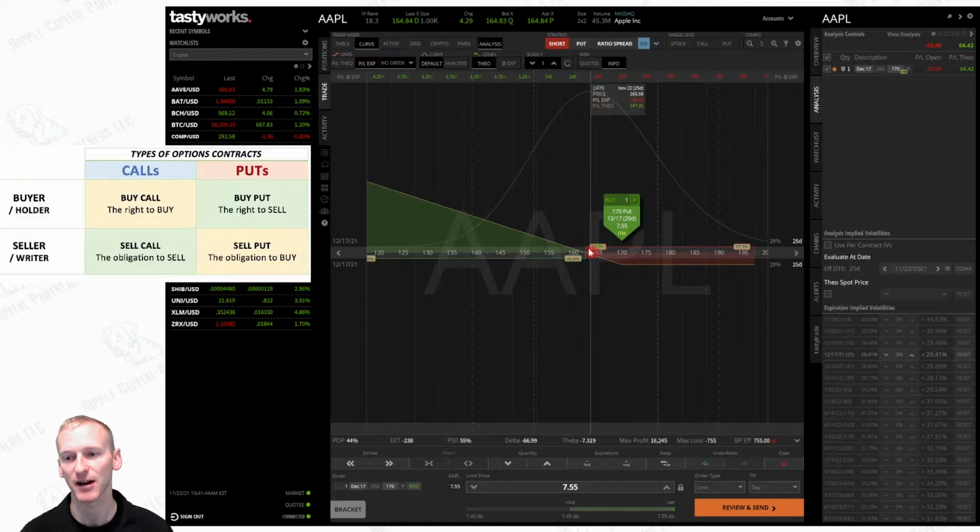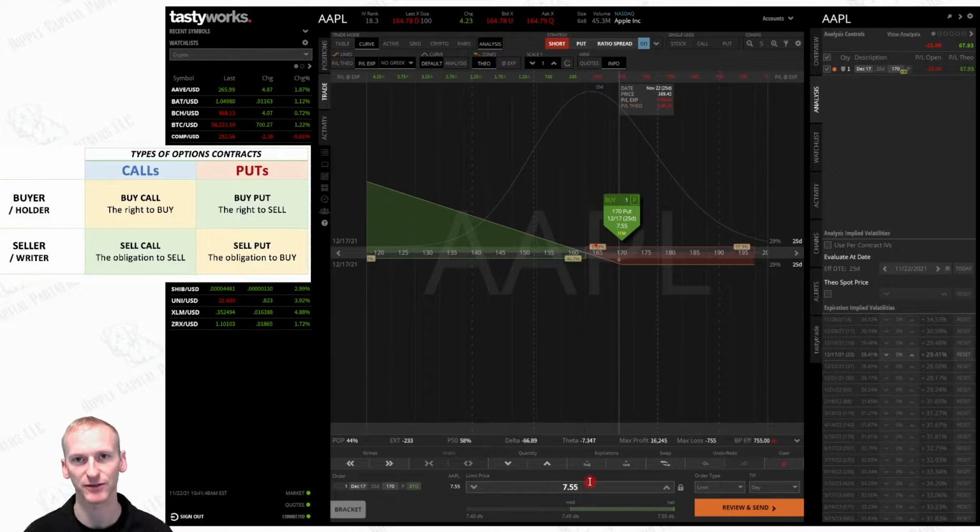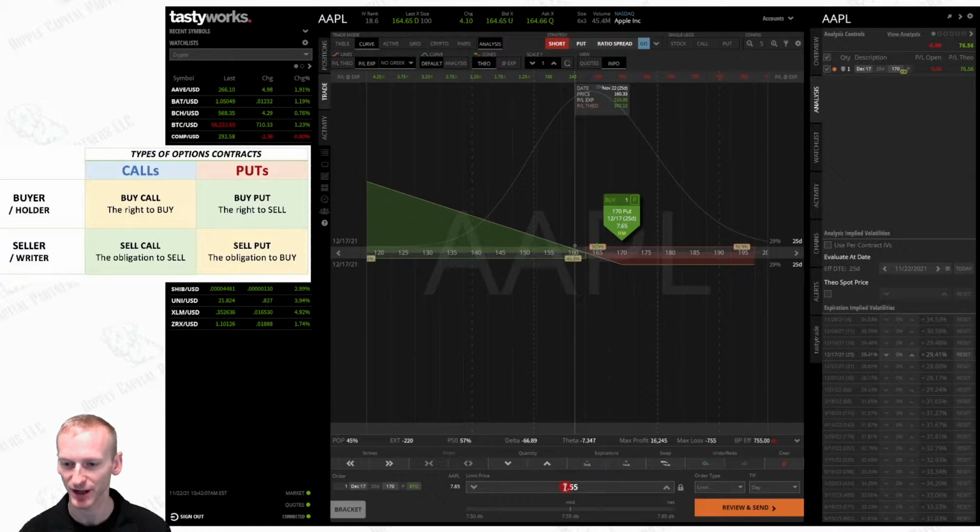So now I need the stock price to go down. My max loss is still $7.55, or the debit paid for the contract. And what I'm doing is I'm buying the right to own 100 shares at 170 bucks. So at expiration, I would buy the right to own 100 short shares at $170. Now the most I can lose is $7.55.